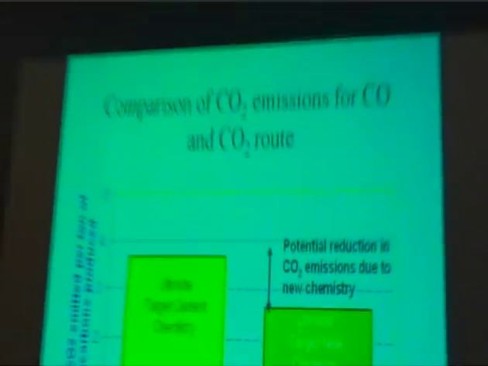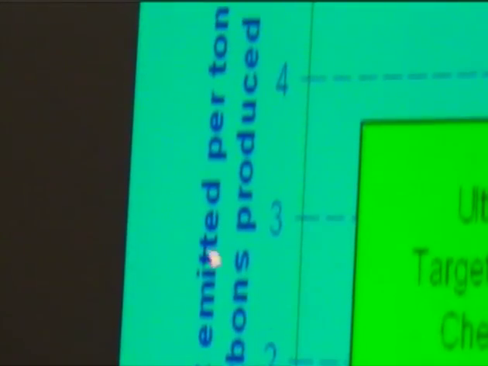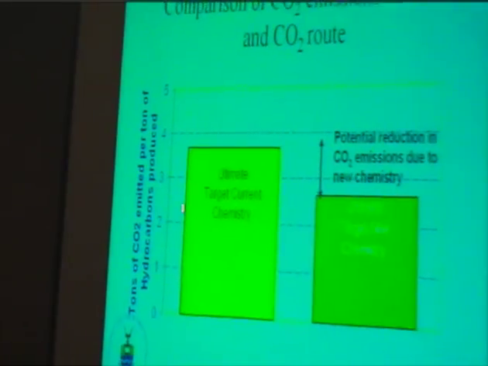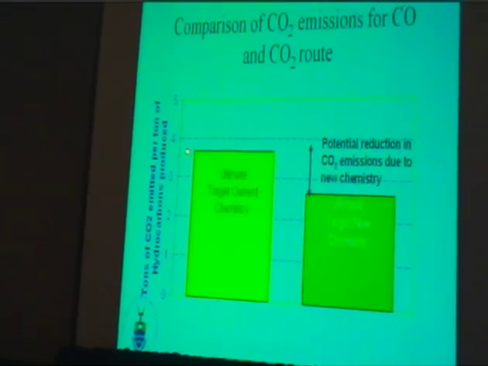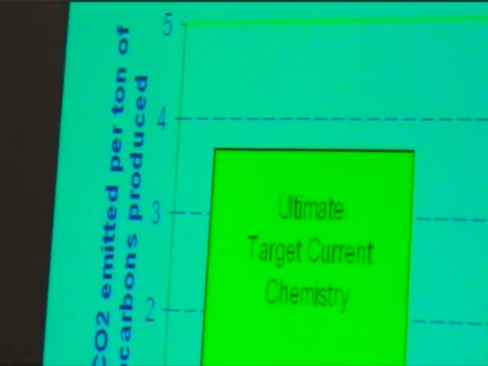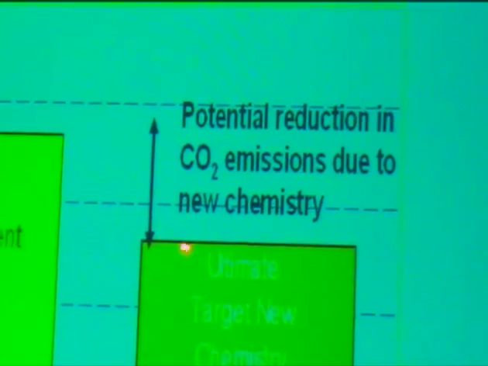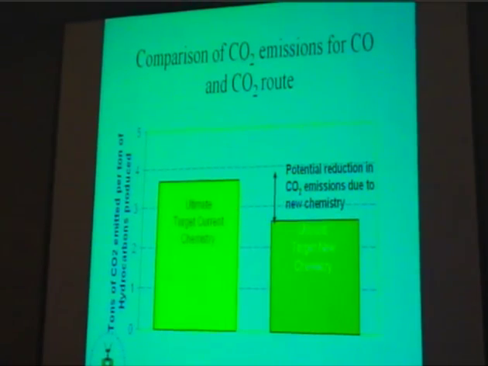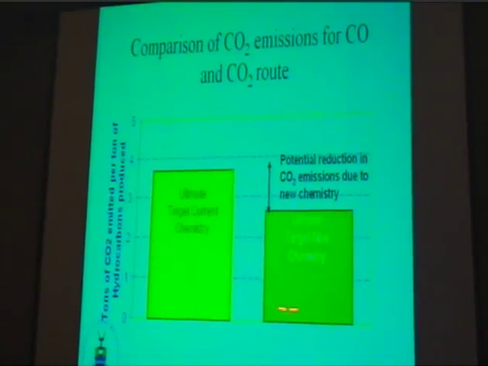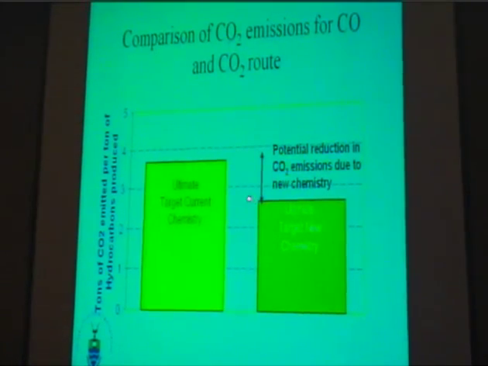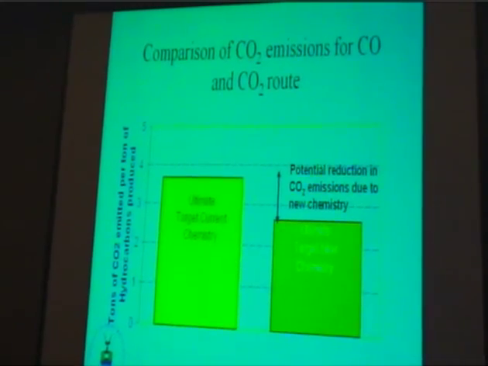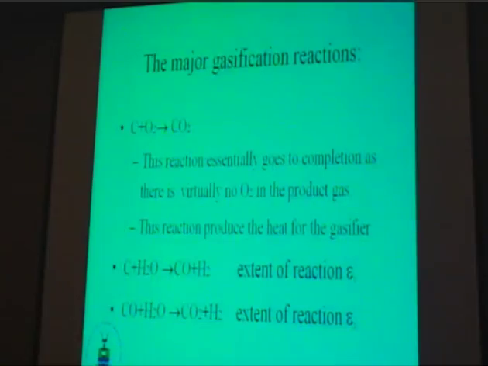So, just to give you an idea of why we're doing this, if you look at tons of CO2 emitted per ton of hydrocarbon produced, and you look at the ultimate target for the current chemistry, you get a number of about 3.75. And if you go to this new chemistry, which we've done, and again, the methods of getting the targets are not our talk today. There are some talks later on which will explain some of this. You can actually reduce the CO2 emissions in principle by a ton per ton of hydrocarbon produced. So that's why we're trying to go this way.